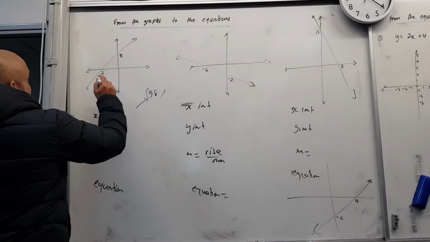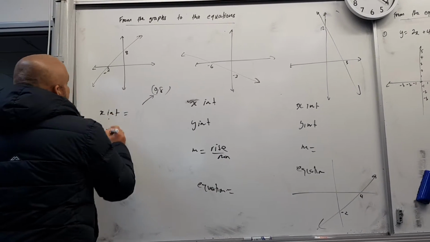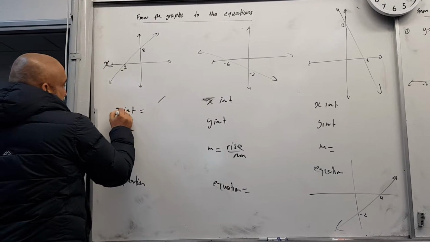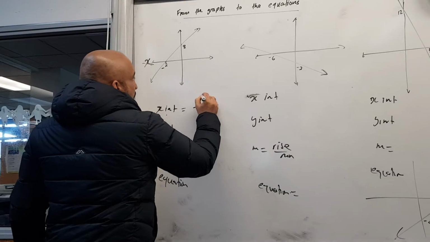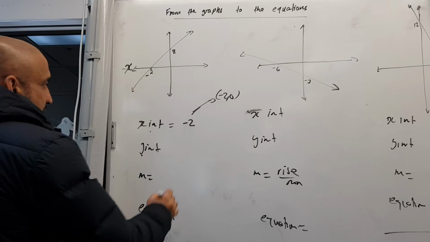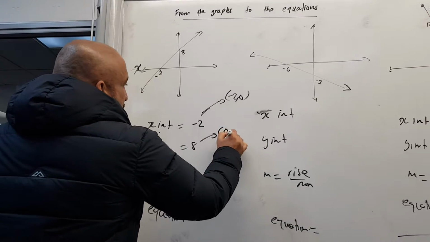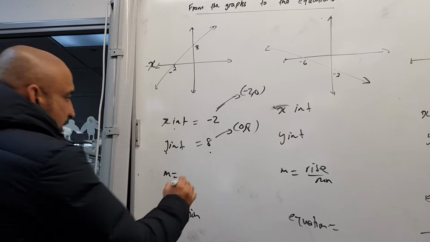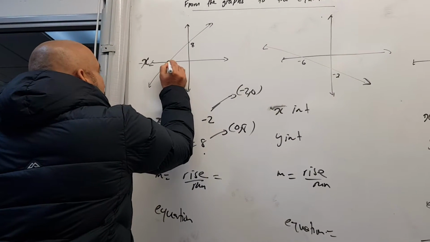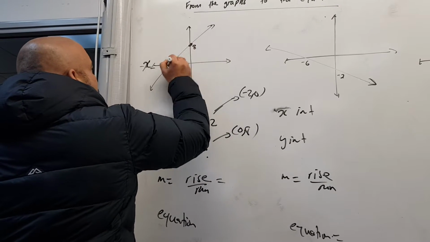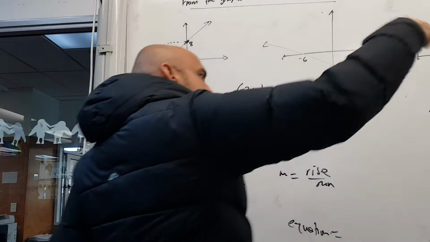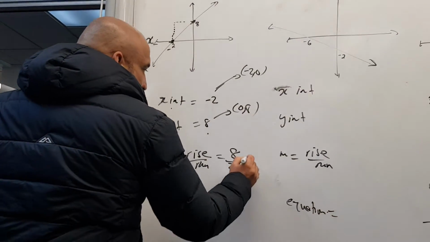So here, the X-intercept is where it's cutting the X line, which is -2, so (-2, 0). The Y-intercept is 8, so (0, 8). Gradient is rise over run. Take the lower of these 2 points. So rise is 8, and you are running to the right-hand side, so it's +2. So my gradient is 4.